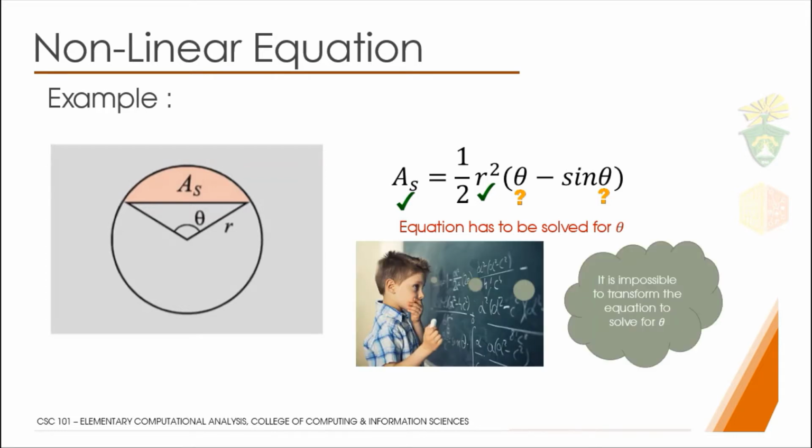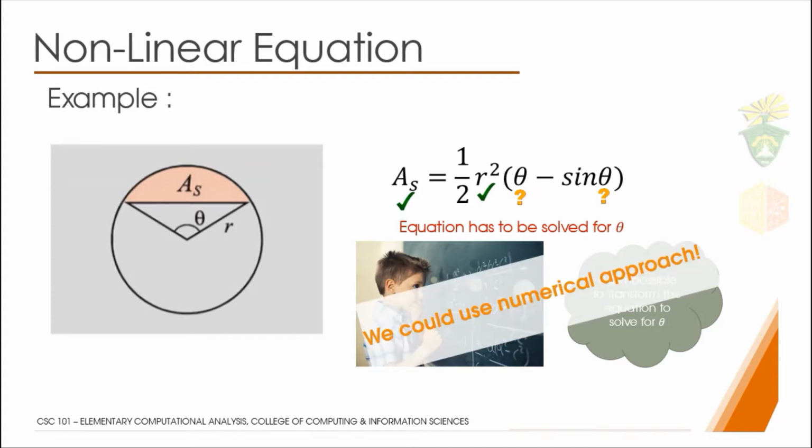Now, the problem with this is that it is impossible to transform the equation, this formula, to solve for theta. Thus, we cannot solve this problem analytically. However, there is another solution, that is by using a numerical approach. Recall that a numerical method is just coming up with an accurate approximation of the true solution. That is exactly what we are going to do to solve this example of finding the unknown theta given these two variables.